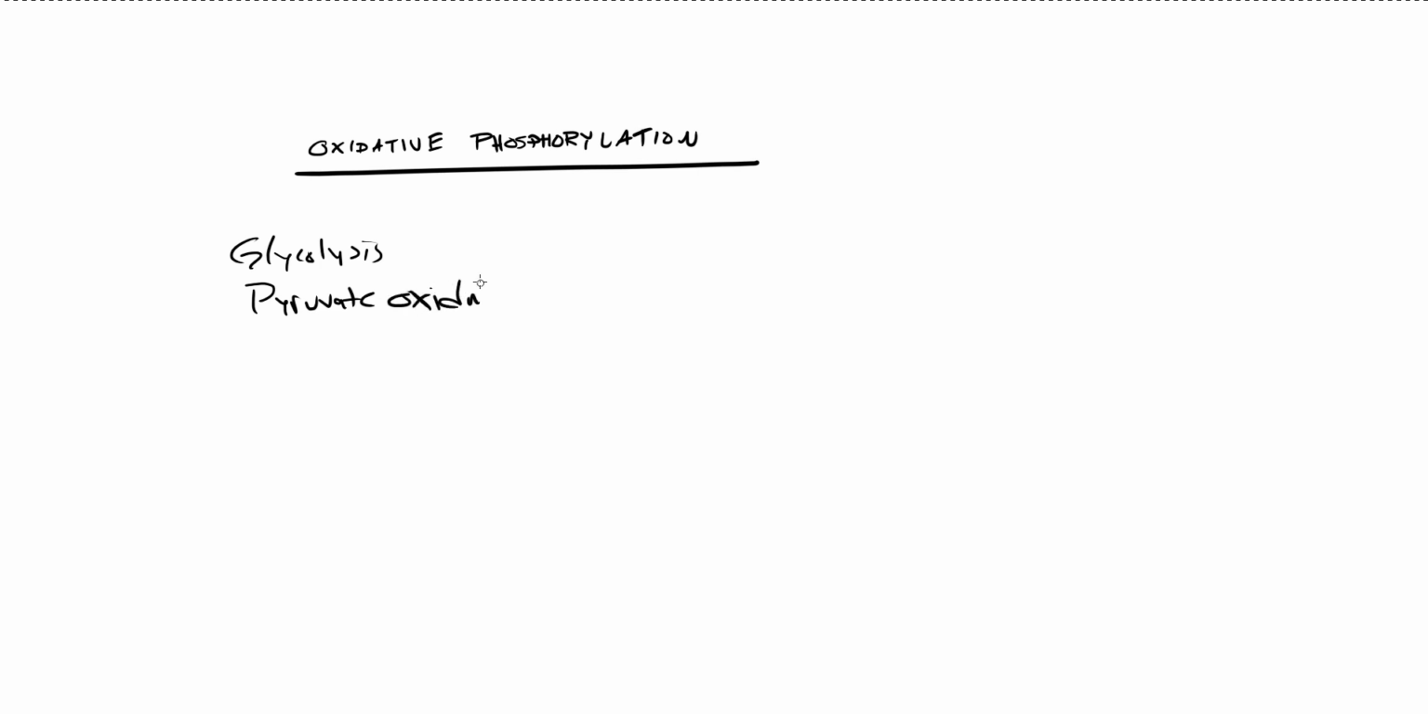All right, this quick little video is going to give you an overview of what oxidative phosphorylation is. At this point, we're assuming we've gone through glycolysis, and we've gone through pyruvate oxidation, and if you remember, that's also known as the prep reaction. Okay, we've gone through the Krebs cycle, the tricarboxylic acid cycle, the citric acid cycle, what have you.